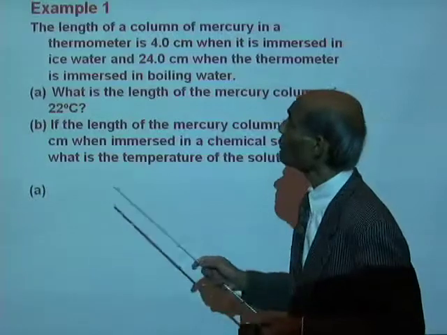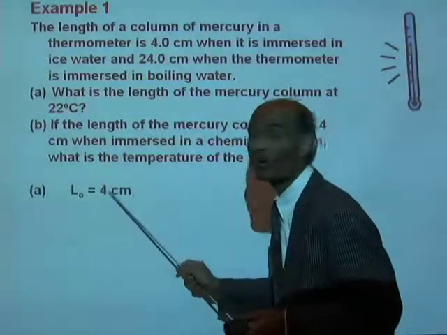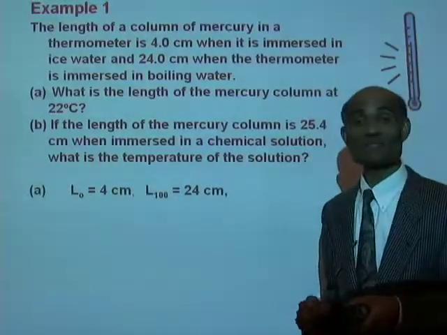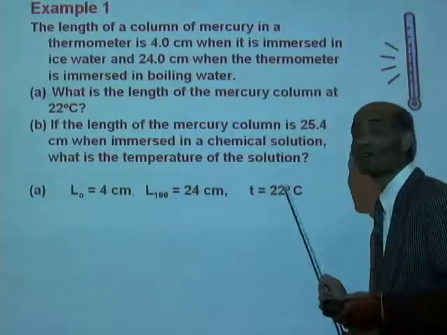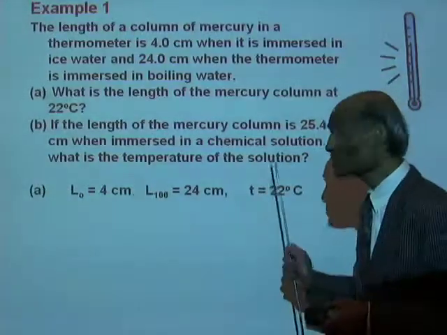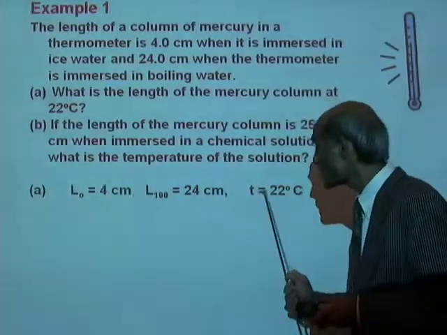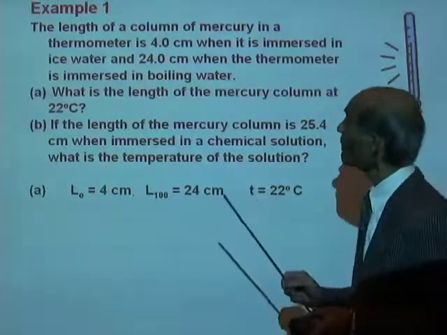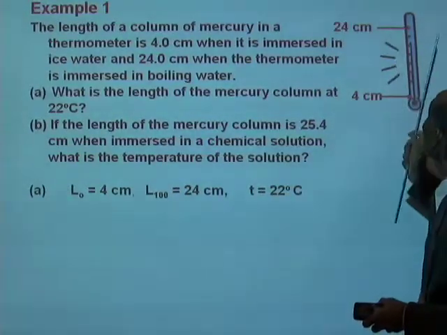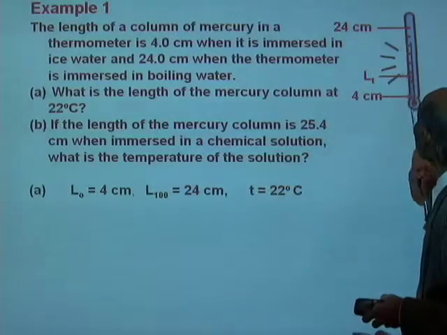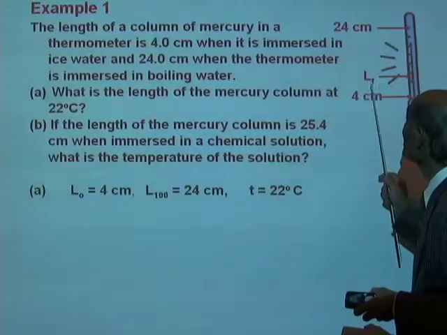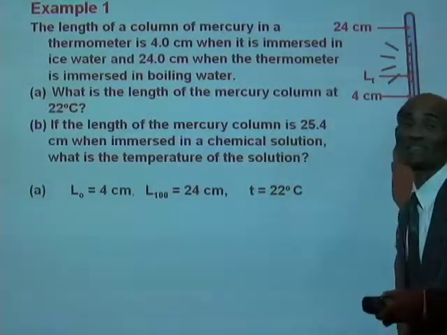Alright, let's do that. What do we know? We know L0 is 4 centimeters. We know L100 is 24 centimeters. We know the temperature that you want to measure is 22 degrees Celsius. Alright, we want to find the length of the mercury corresponding to that temperature. So this is L0, this is L100, and this is the level of mercury corresponding to 22 degrees Celsius. We want to find that length L sub T.